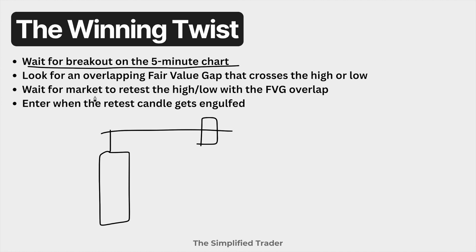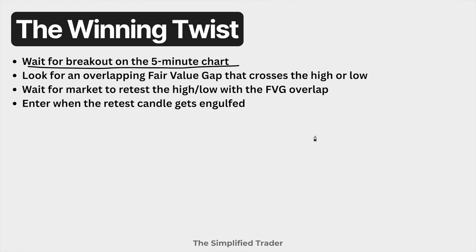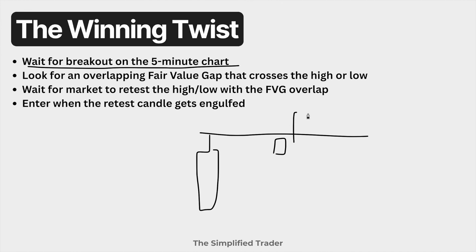Step number 2. We're going to wait for an overlapping fair value gap that crosses the high or low. So how does that look? Well, if I draw out the 15-minute candle here, and we are going to look for buys, what are we going to wait for? We're going to wait for the market to come close to this level, displace through that level, and create an overlapping fair value gap. If you do not know what a fair value gap is, it is a 3-candle pattern where the low of the third candle and the high of the first candle do not touch each other. We're going to wait for that to happen.